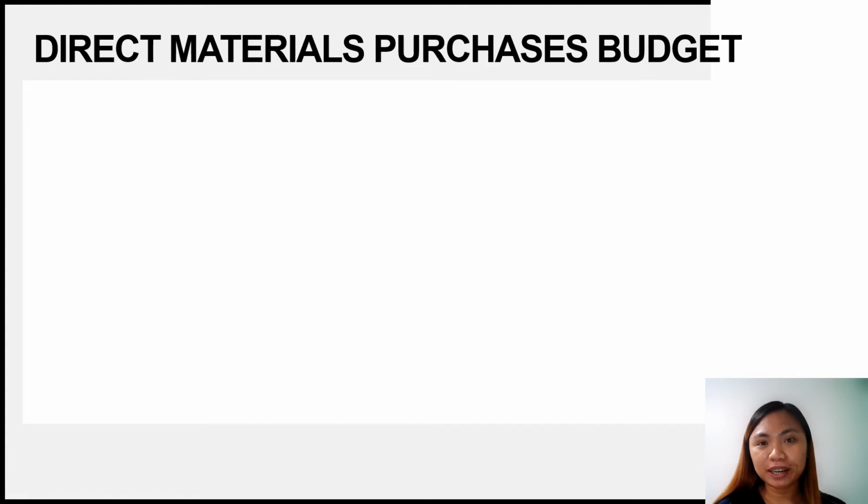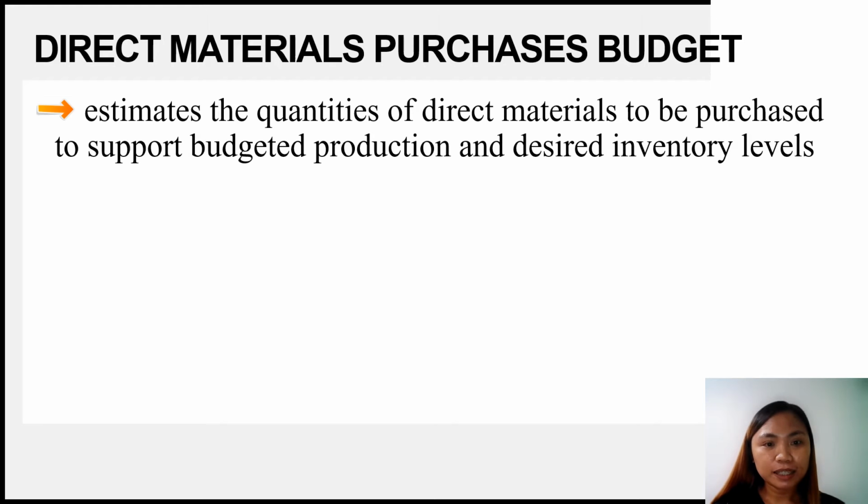Previously, we have prepared a production budget, and in a manufacturing company, direct materials, direct labor, as well as factory overhead are needed to produce such goods. So direct materials must be purchased to meet the production needs. And so, the direct materials purchases budget estimates the quantities of direct materials to be purchased to support budgeted production and desired inventory levels.